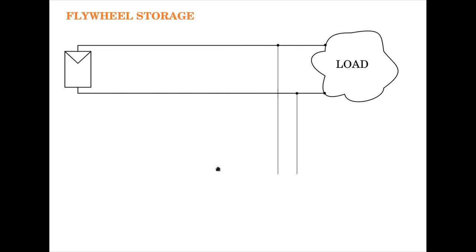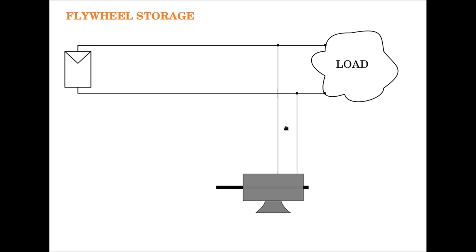Another storage mechanism is called the flywheel storage mechanism. It is becoming a very popular method for storing energy or buffering energy. The principle is very simple. It stores the excess energy from the photovoltaic panel by virtue of the kinetic energy of a flywheel, which is rotating at speed omega.